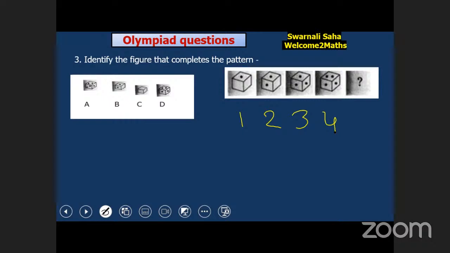There is option A, which is 5, option B, which is 2, option C, which is 0, and option D, which is 4. So which would be the right one? That is the question. It's so easy. Yes, 5 would be the answer. After 4, 5 would come. So A is the answer. 5 is the answer.